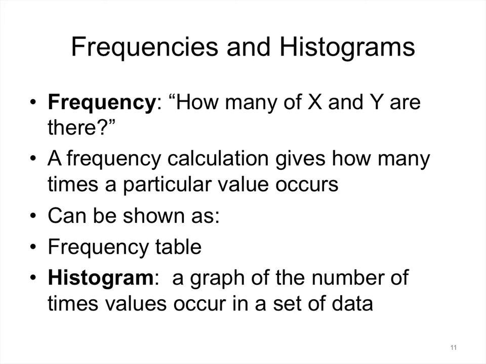so don't get confused. A histogram is a graph of the number of times values occur in a set of data. In other words, the frequency of the values. It looks like a column chart in that it is a visualization of the distribution of values. Let's look at an example now.